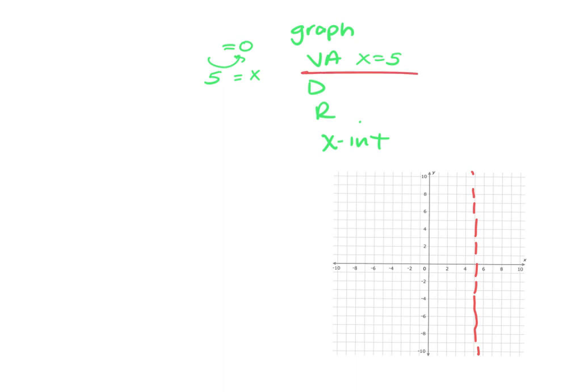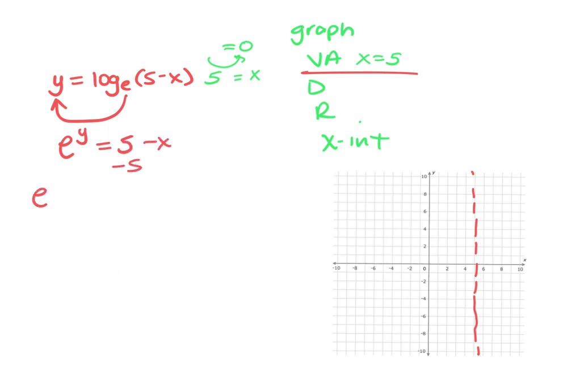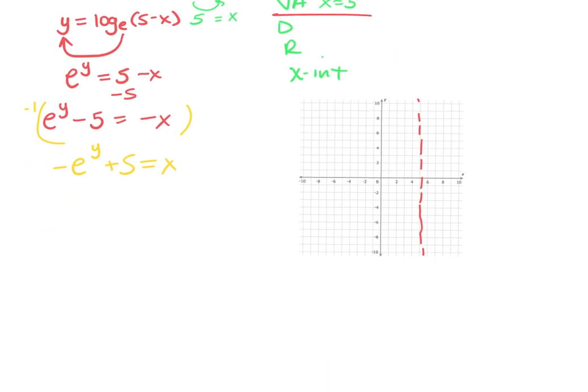Second thing is I'm going to get this into exponential form. So y would equal log base e of 5 minus x. The e picks up the y. So e to the y equals 5 minus x. Subtract the 5. e to the y minus 5 equals negative x. And then that negative changes all the signs. So negative e to the y plus 5 equals x.